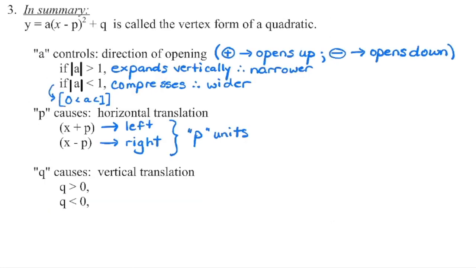So once again, P, the value in brackets, is the horizontal translation. So it's the number of units our graph shifts left or right horizontally. And just remember, if we see a plus P, we're shifting our graph to the left. If we have a minus P, we're shifting that parabola to the right.